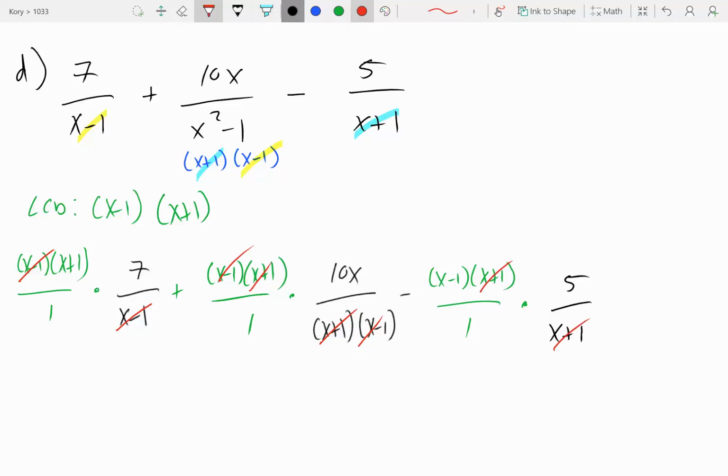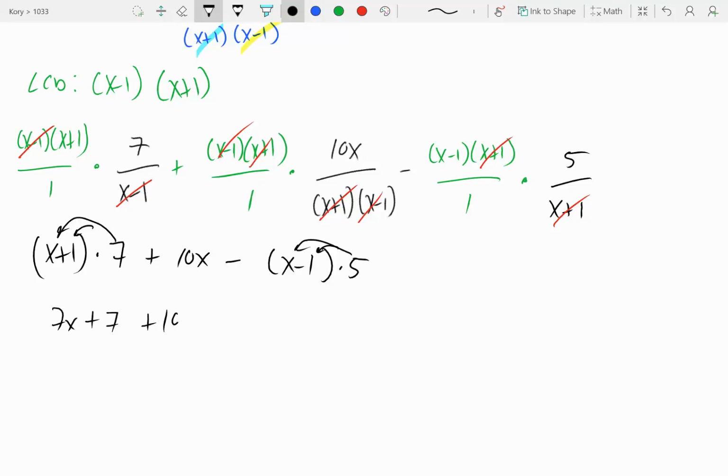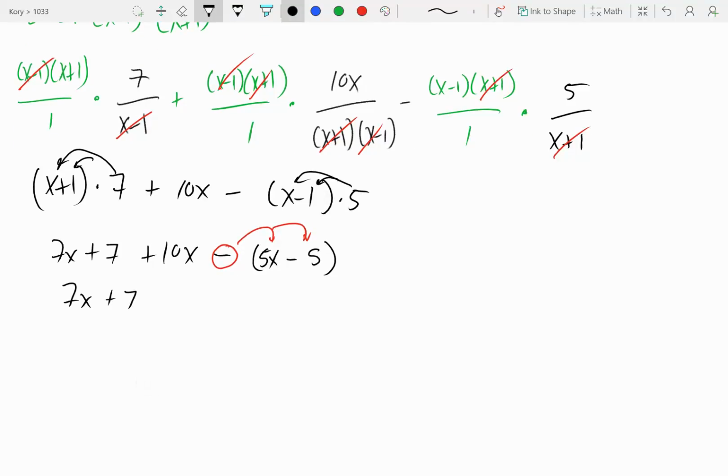Let's write what we have left over. So we have (x plus 1) times 7 plus 10x minus (x minus 1) times 5. We need to distribute everything. So we have 7x plus 7 plus 10x minus (5x minus 5). You notice I kept that in parentheses because of this minus right here. That means we have to change all the signs. So we have 7x plus 7 plus 10x minus 5x plus 5.